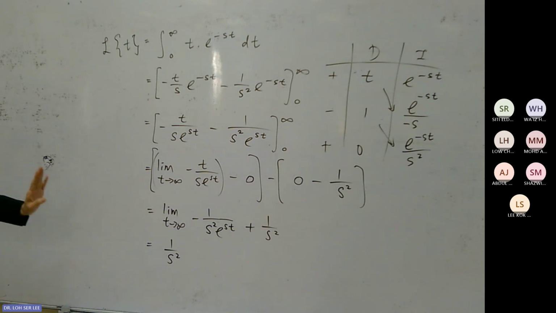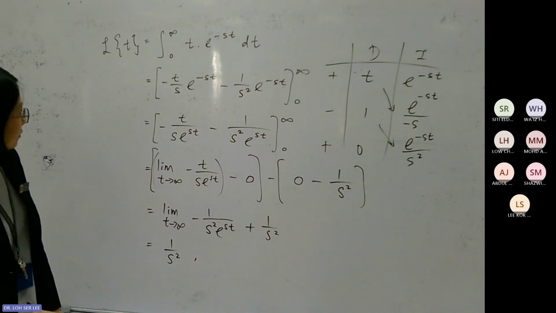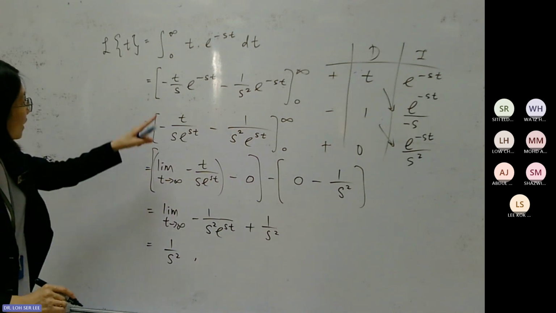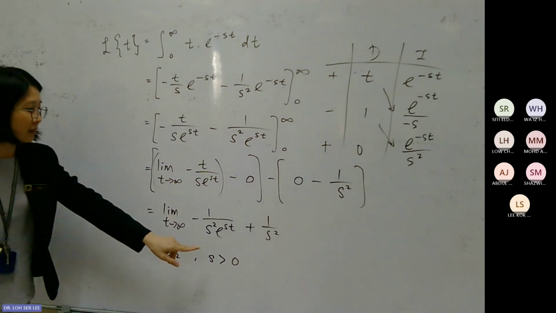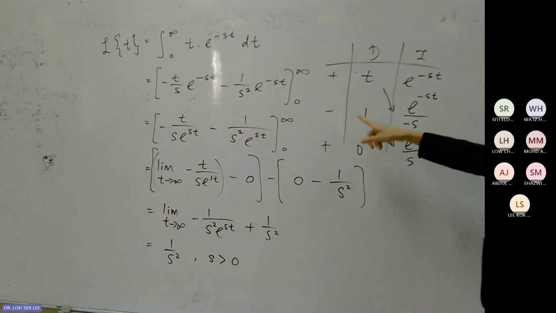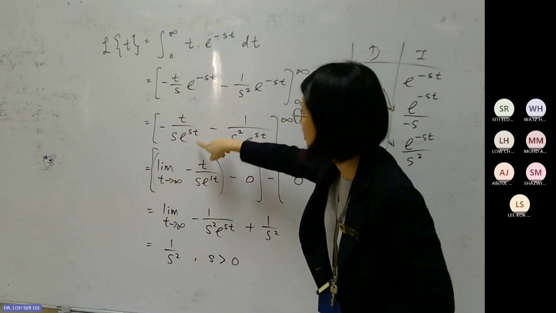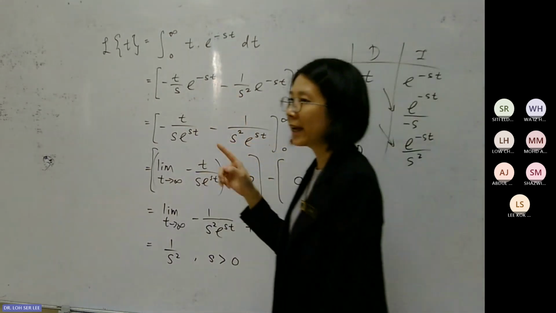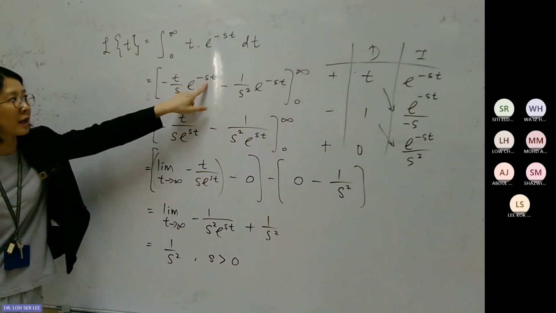And to get this, actually we have made one assumption: that s is actually positive. We have made this assumption that s is greater than 0 here. From here to here, we have assumed s is positive. Why do I say so? If s is negative, what happens?